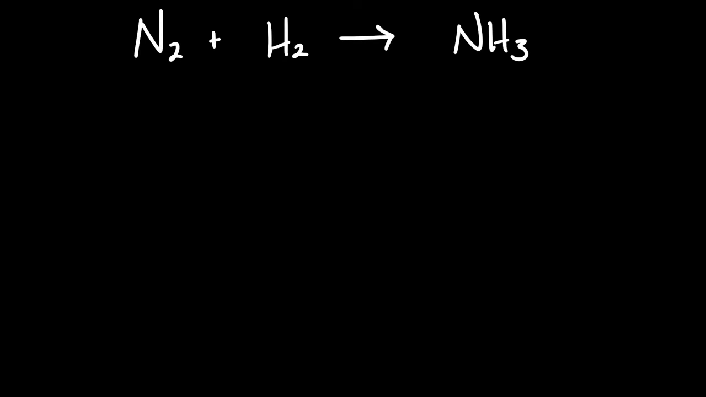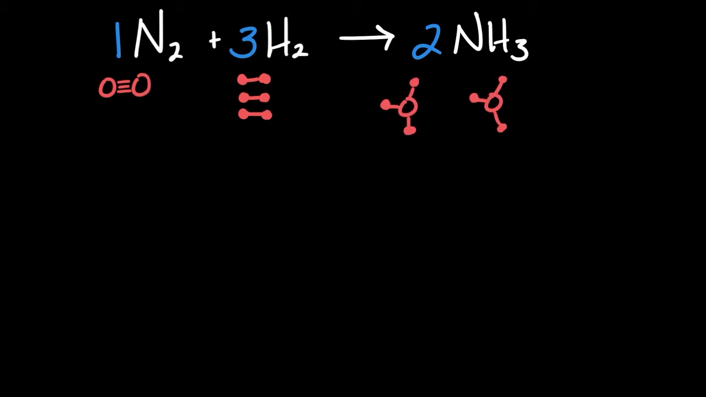to produce NH3, or ammonia. Now, the way this chemical equation is written now, it's not balanced. So let's go ahead and take care of that and we'll balance it. So 1 N2 reacts with 3 H2s to give us 2 NH3s. This is our balanced equation. Now let's talk about what those numbers mean. That means that 1 N2 reacts with 3 H2s to produce 2 NH3s.